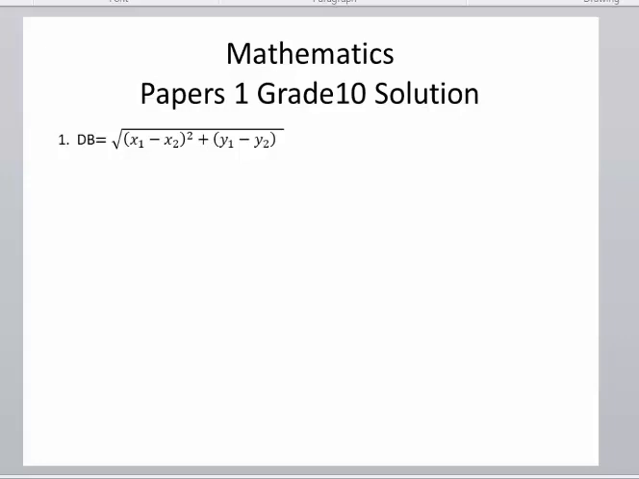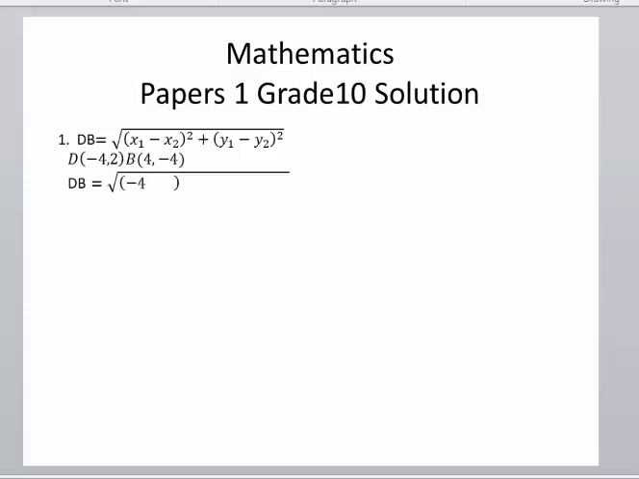Now you need to know the points. The points that you are going to look at are D and B. Always go back to your diagram and check your points. For D, we'll have -4 and 2. For B, on the other hand, we will have the points 4 and -4.